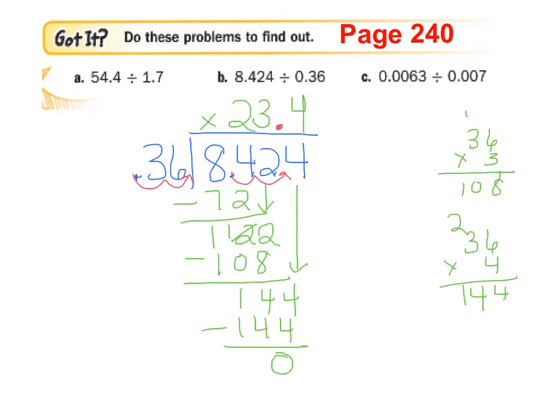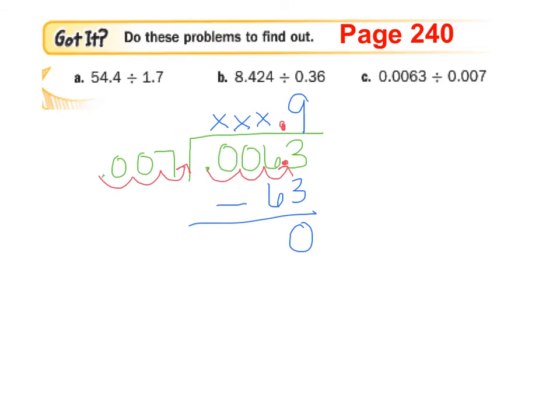Final answer for letter B is 23.4. 23 and 4/10. Go ahead and look through if you got a different answer. See if you can find where you don't quite match up with me. This last one's kind of a goofy one. There's lots of swooping over, and then there's lots of extra zeros and extra places, and your final answer is just 0.9.